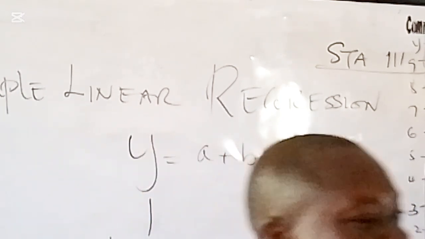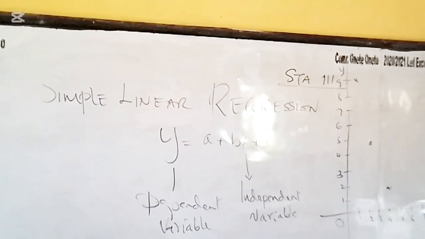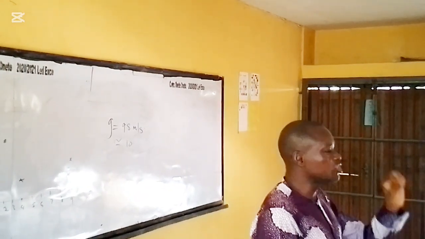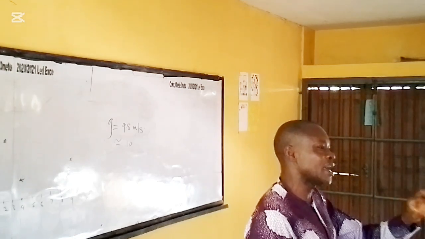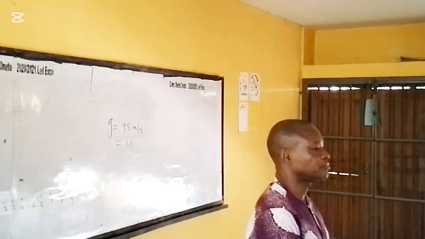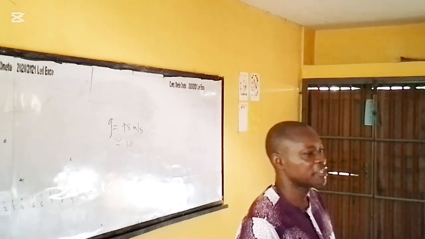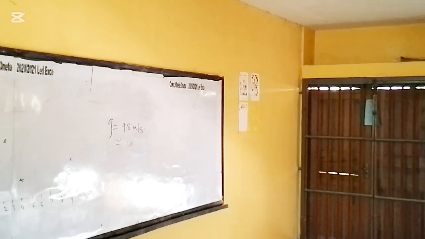We call them what? Parameters of the regression model. Is it not? Y, A stands for intercept, B stands for what? Slope. These two of them, the parameters of the regression model, are the ones we are going to estimate. We have to find the estimate of this linear regression model by method of what? Least squares. Take note of that.